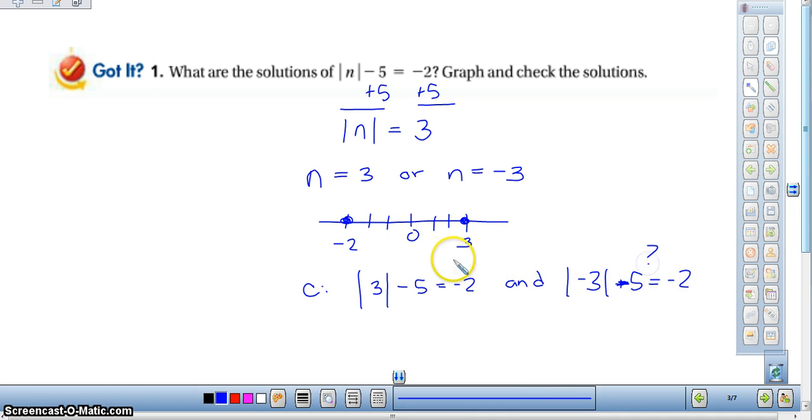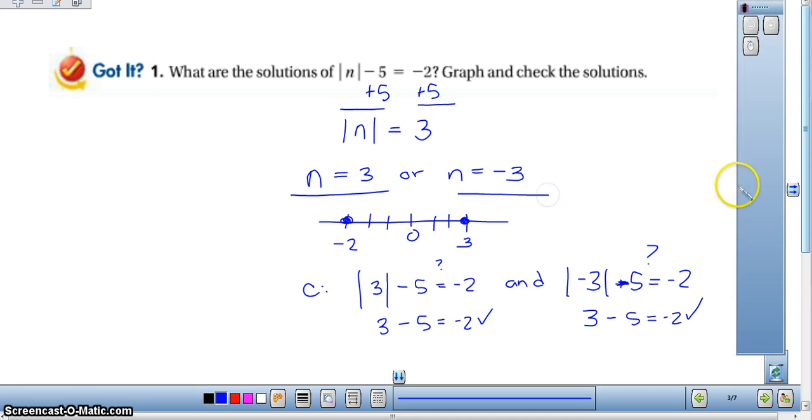This is the question that we are looking at. Absolute value of 3 is 3. 3 minus 5 does equal negative 2. Absolute value of negative 3 is 3, minus 5. Yes, again, that equals negative 2. Our two solutions are 3 and negative 3.